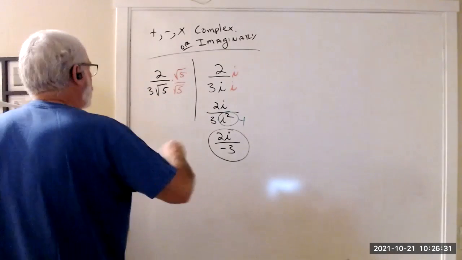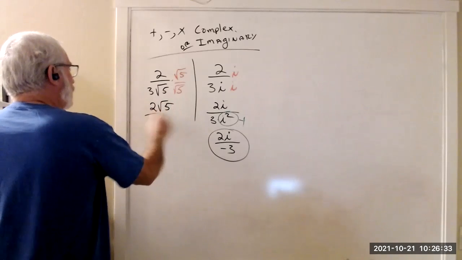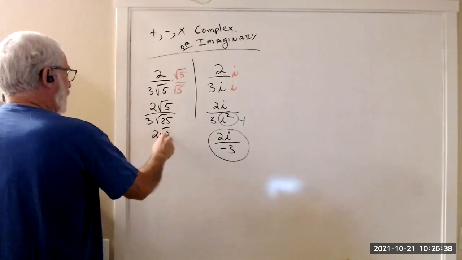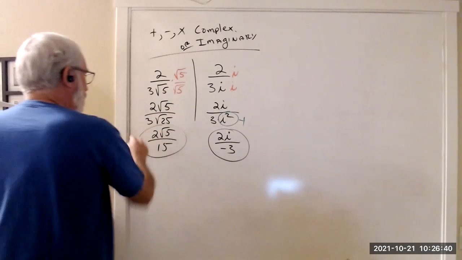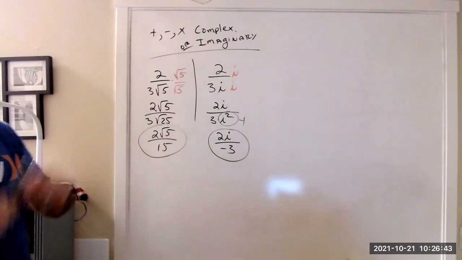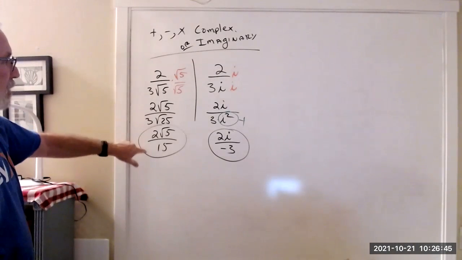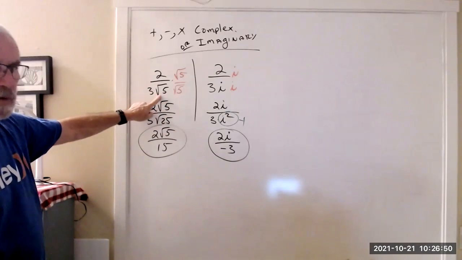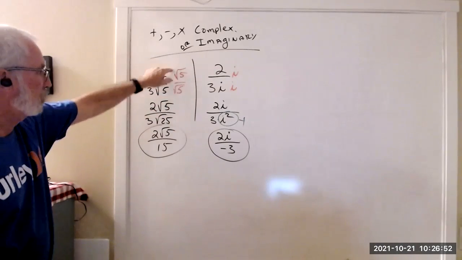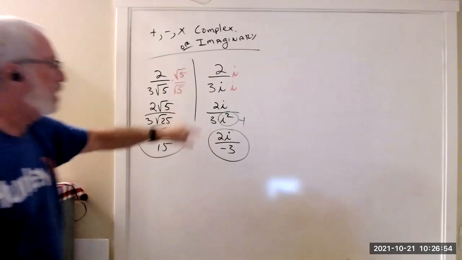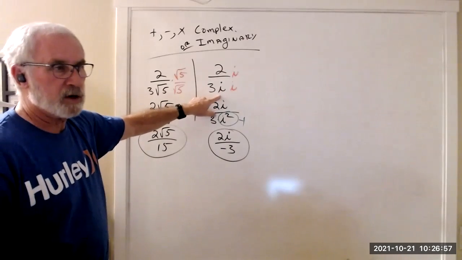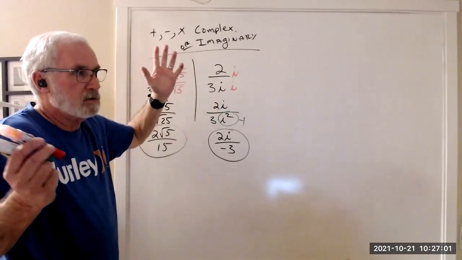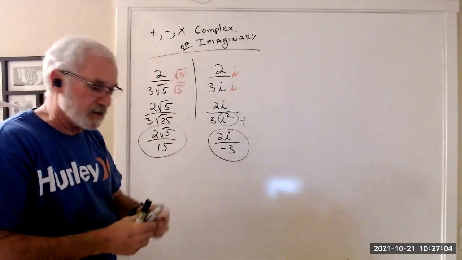This was 2 radical 5 over 3 radical 25, but this is 2 radical 5 over 15. Whatever steps you took or didn't take. So when you had a monomial, mono meaning one thing, radical 5 that you want to get rid of, you multiply top and bottom by radical 5. If you have one i that you want to get rid of, then you multiply top and bottom by i. That's all. Can't have i in the denominator.